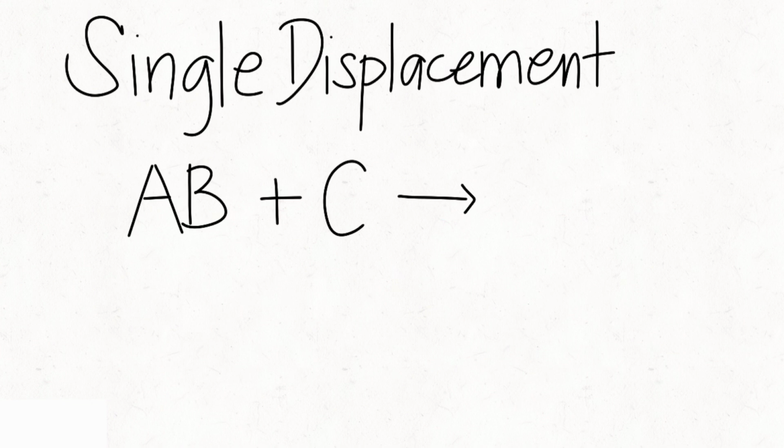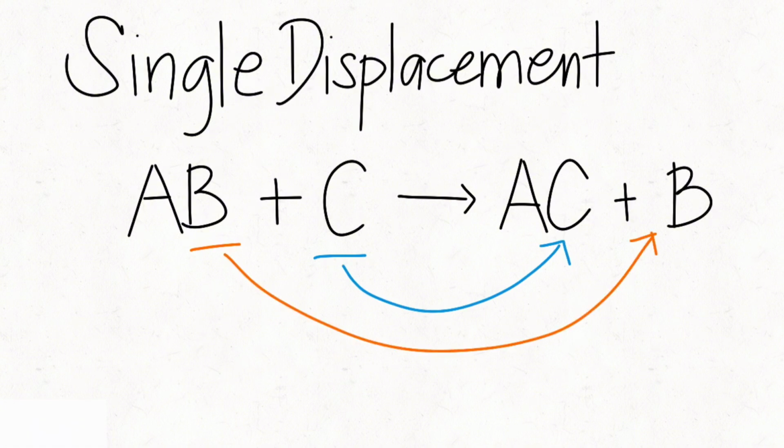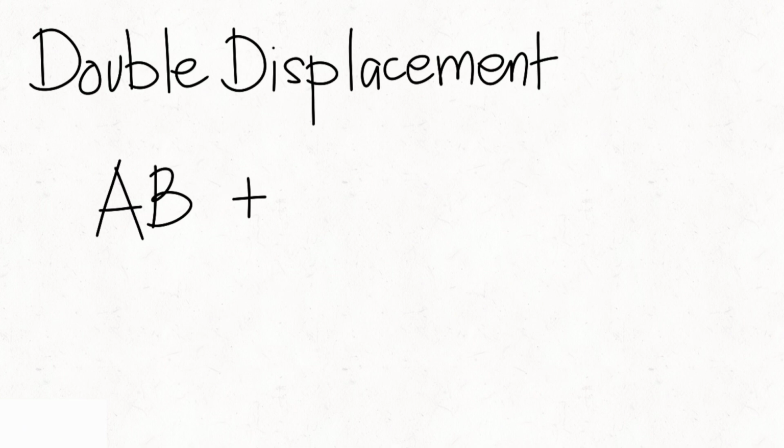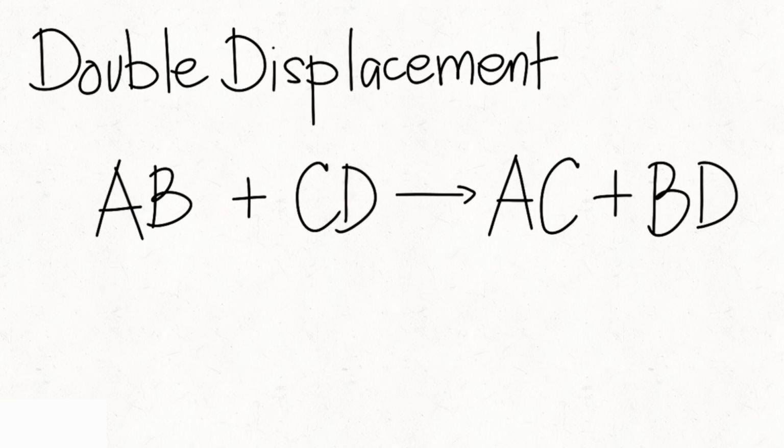Next, we have single displacement, wherein one element is being replaced by another element. Single displacement is also known as single replacement. The next chemical reaction is double displacement or double replacement. In this case, two elements are being interchanged. In this example, A is being partnered with C and B is being partnered with D. There are other chemical reactions, but we're just going to have those five.